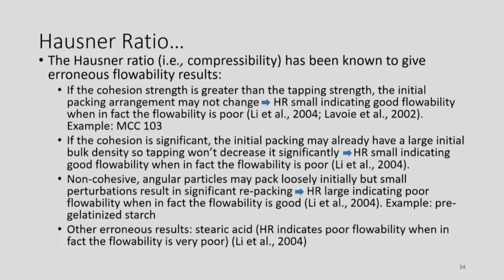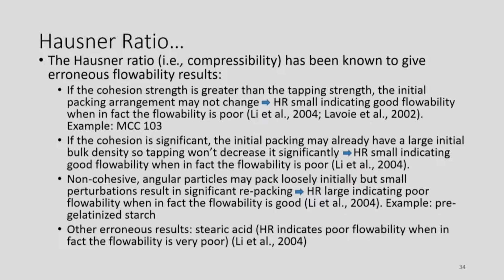For example, if the cohesion strength of the powder is greater, you can use all these indices, Carr indices, Hausner ratio, etc., but you will have to make sure that you know the powder properties well from your assessment before using any indices to characterize them. If the cohesion strength is greater than the tapping strength, then the initial packing arrangement may not change. That shows a wrong value. The volume will not change on tapping, which suggests the powder has good flow property, but in fact it is high in cohesion, so it might not flow very well.